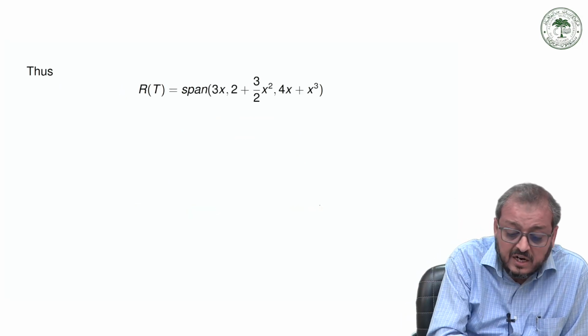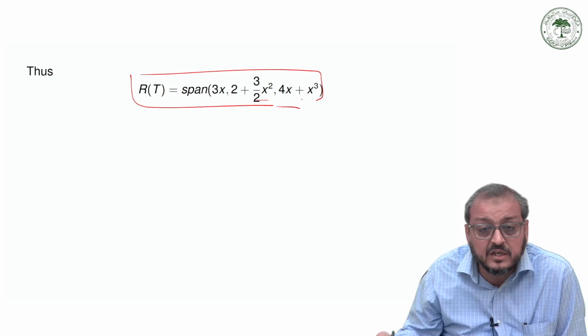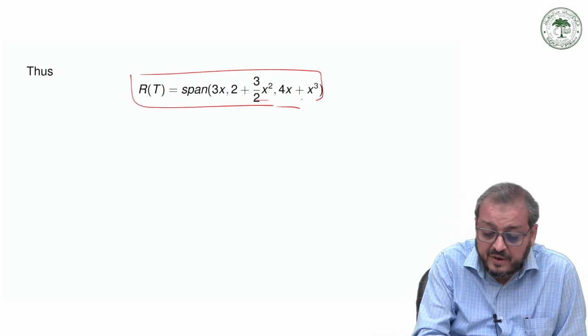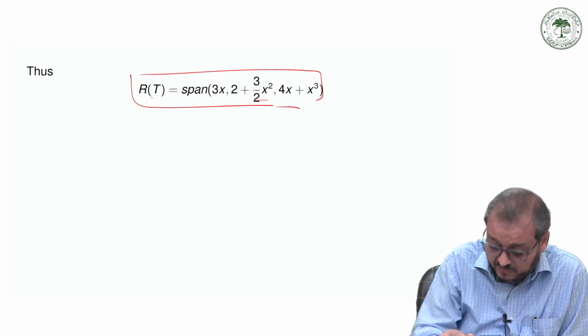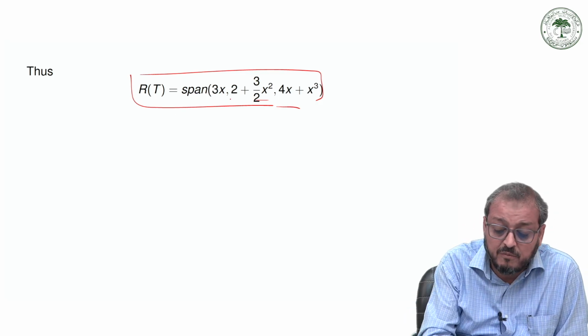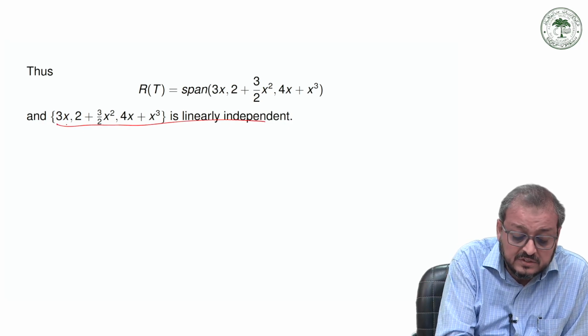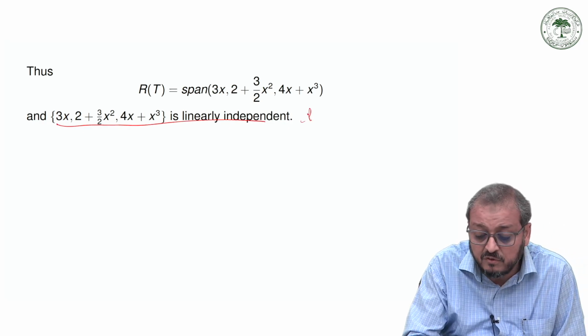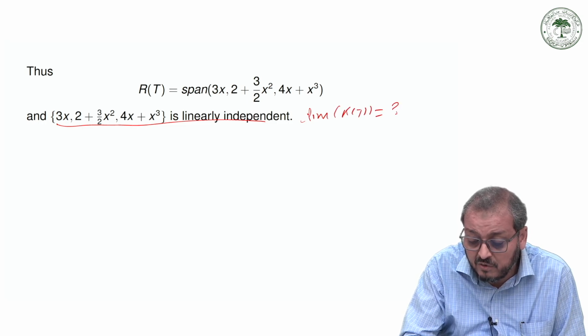Thus we can say that the range of T is the span of these images, and clearly this set is linearly independent. So the basis of the range of T is of this form, a linearly independent set with 3 elements. So we can say that the dimension of the range of T is equal to 3.